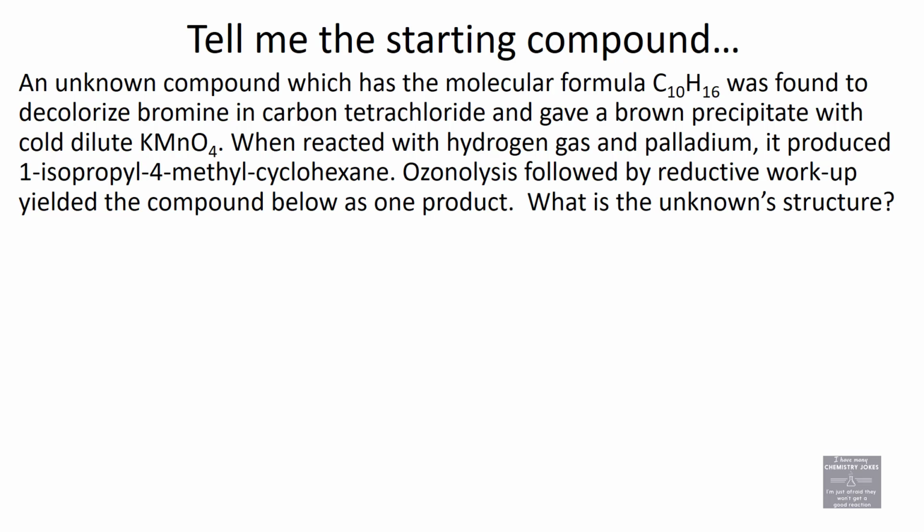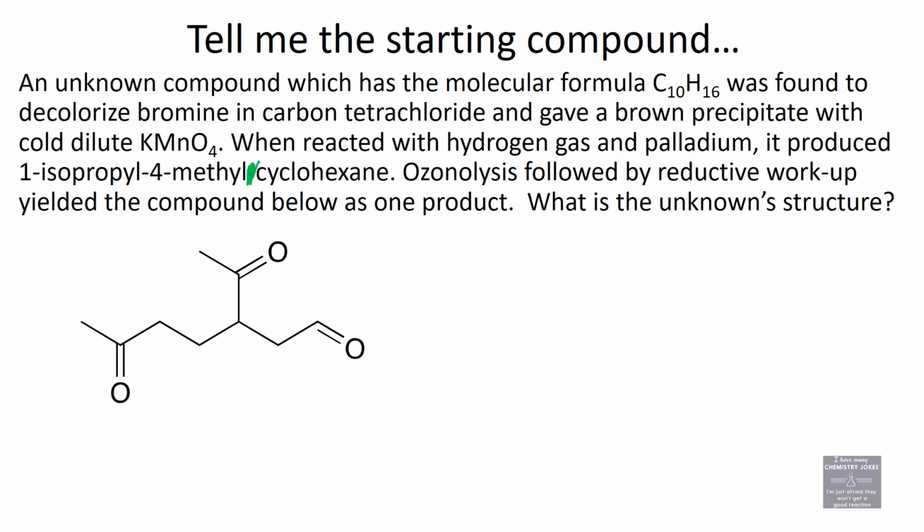When it reacted with hydrogen gas and palladium, it produced 1-isopropyl-4-methylcyclohexane. Oh, that dash should not be there. That should be all together one word. Whoops. Ozonolysis followed by reductive workup yielded the compound below as one product. What is the unknown structure? Oh man, this has a lot of parts.